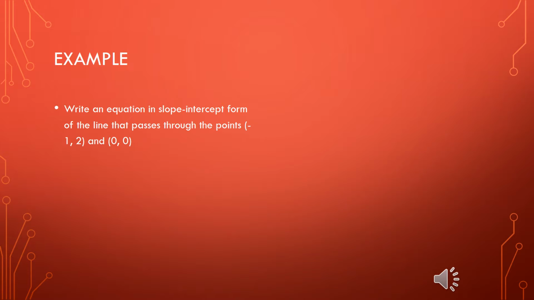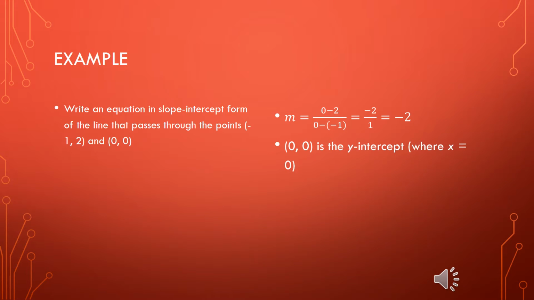Here's another example. Write an equation in slope-intercept form of the line that passes through the points -1, 2, and 0, 0. Pause the video at this point to give yourself a chance to do so. So the first thing that we have to do is find our slope. I've done that by assigning 0, 0 to be P2 and -1, 2 to be P1. I find my slope to be -2. 0, 0 is the y-intercept because it's where x equals 0. Therefore, my linear function is y equals -2x plus 0, or y equals -2x.